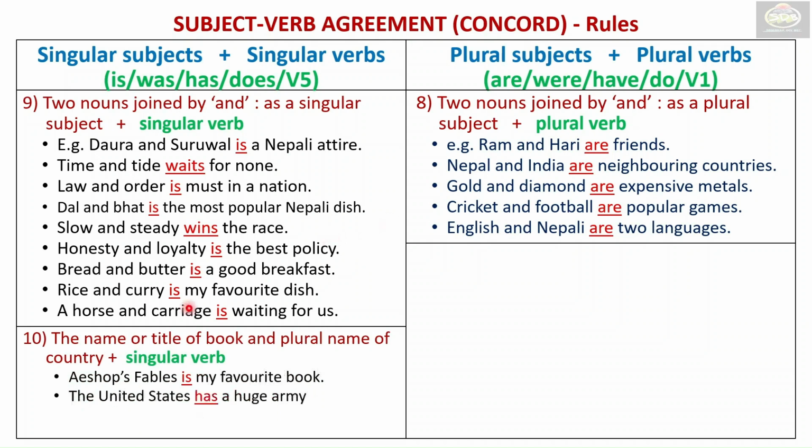Next rule. The name or title of a book and the plural name of a country. They are singular subjects and we have to use singular verb.